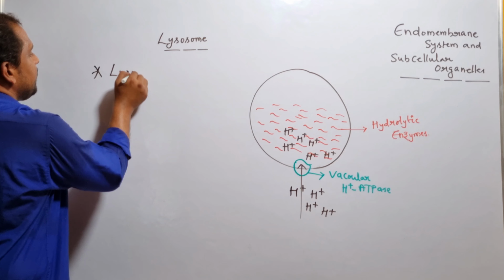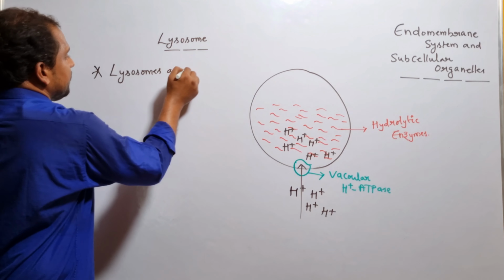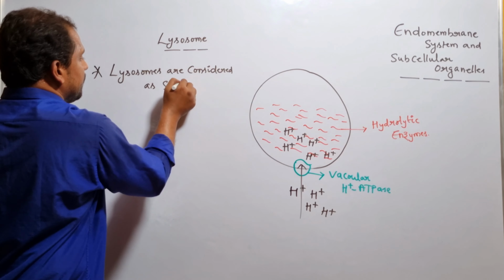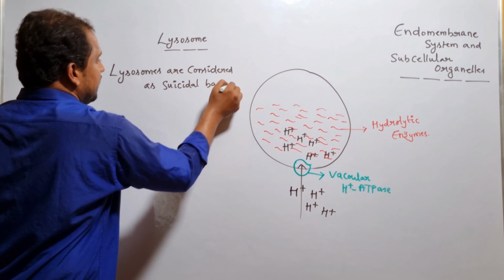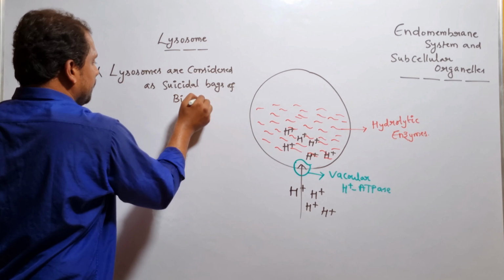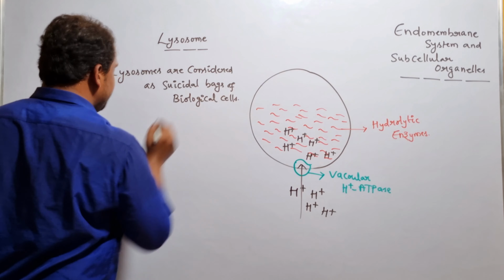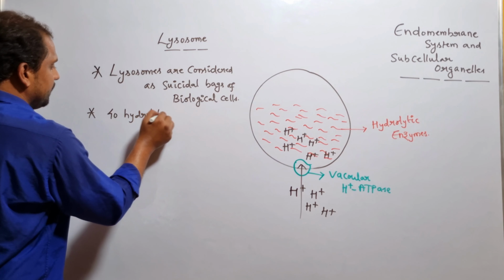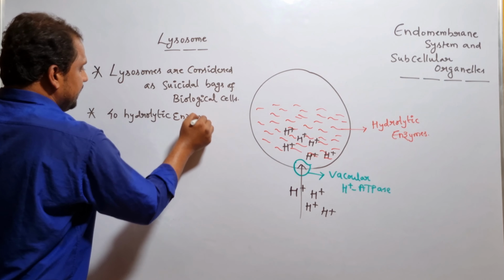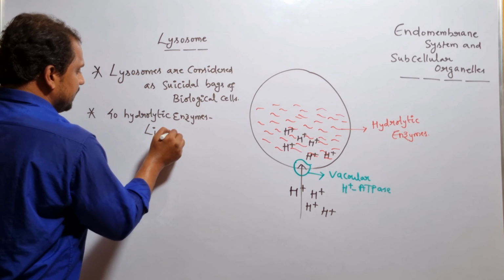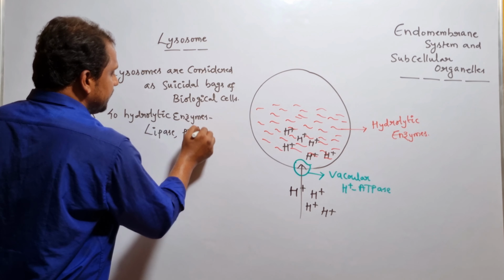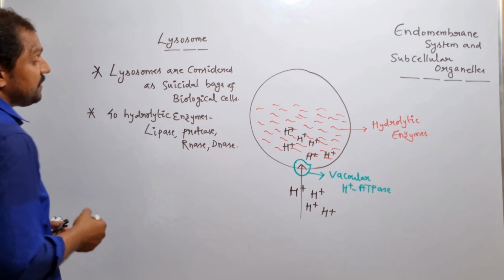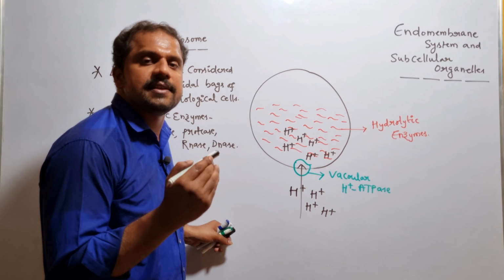So let me write it here. Lysosomes are considered as suicidal bags of biological cells. So here within the interior side of lysosome, nearly 40 hydrolytic enzymes are present, and these include some of the hydrolytic enzymes like lipase, protease, RNase and DNase. So here all these are the hydrolytic enzymes which are responsible for the biodegradation of the various biological cells and as well as the biomolecules.